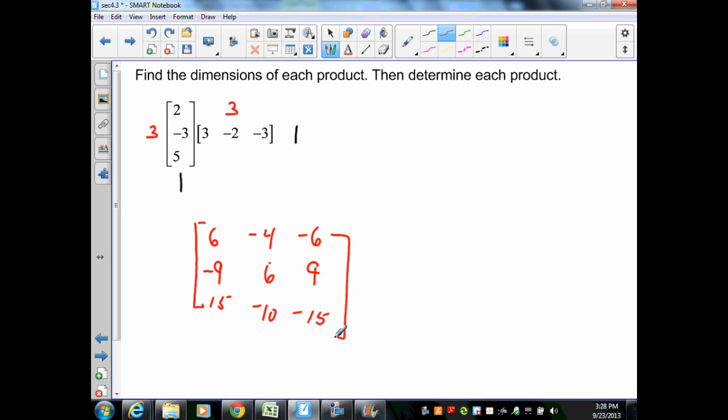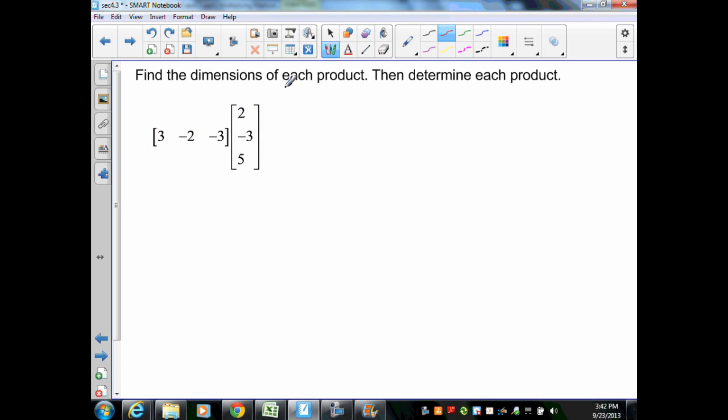So as stated on the previous slide, the columns of matrix A must equal the rows in matrix B, which it did. Then the resultant matrix, or product matrix, will have a 3 from the first matrix and a 3 from the second matrix, rows by columns, a 3 by 3.